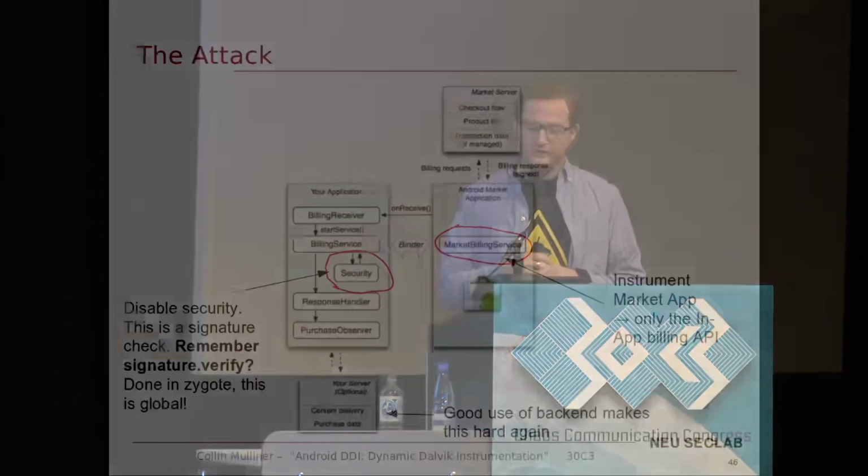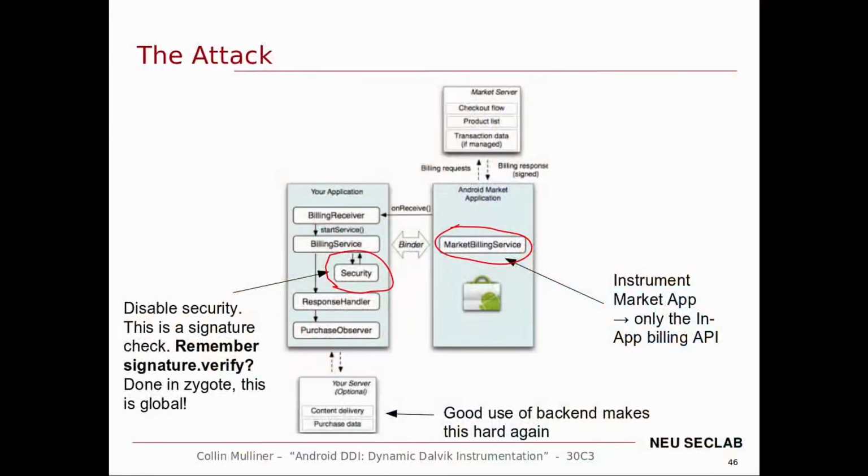So now we're coming back to the signature verification. Normally after something is bought, you get some information which is signed by Google. And in your application, you check, hey, is this signature good? And if it's good, you say, okay, this item is bought. Here you can have it.